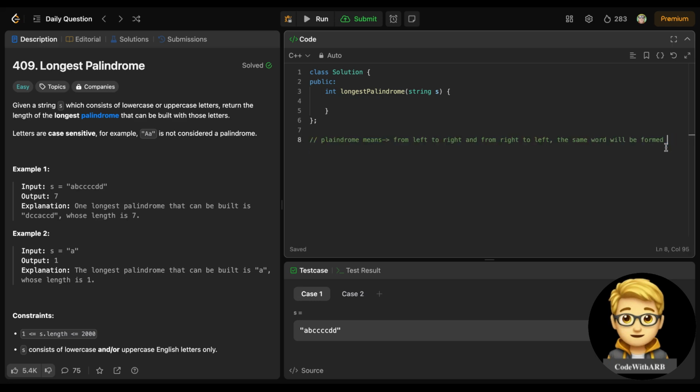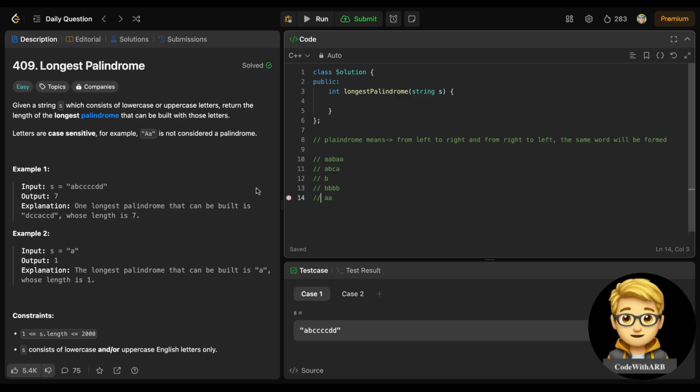That's the palindrome, right? Like this AABAA, this is a palindrome, but this ABCA is not a palindrome. This B, a single letter word, is also a palindrome. This BBB is also a palindrome. So this is the palindrome.